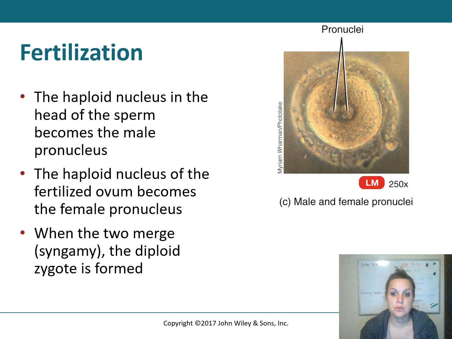After it gets through, the nucleus of the sperm becomes the male pronucleus, and then the nucleus of the fertilized ovum becomes the female pronucleus. And recall that meiosis II only completes after fertilization occurs. So as soon as the sperm enters, the female portion completes meiosis II, and then those two merge. This process is called syngamy, and that is how the diploid zygote is formed.